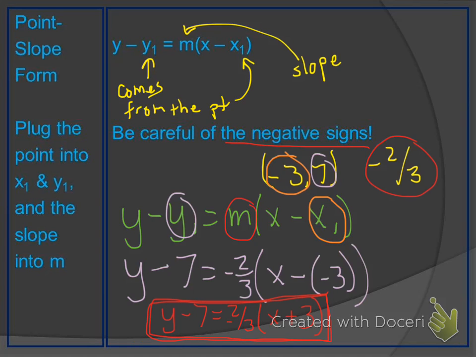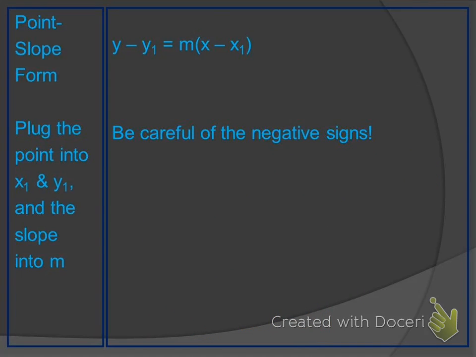But again, notice, look, this 7 up here, that was a positive, but here it becomes negative. This 3 was a negative, but down here in the equation, it becomes a positive. Okay? The signs end up changing when you put it in this point slope form. Okay? Let's look at a couple examples. Very, very easy.